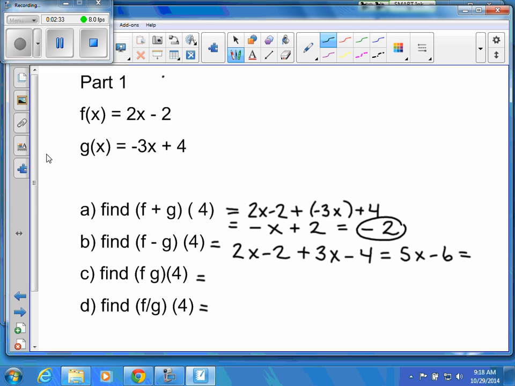5 times 4, I'm going to just make my little arrow down here so you know that in place of my x, I'm going to put a 4. 5 times 4 is 20. 20 minus 6 is 14.